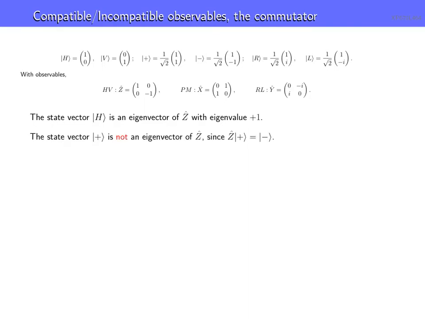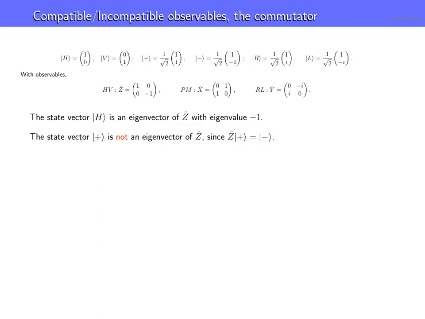Now, it should be clear that the plus, which is this case here, is not an eigenvector of Z, because again, if you map this onto this, you get 1 minus 1, and 1 minus 1 is the minus ket. So what the Z does is it changes the plus ket into the minus ket. So it's not an eigenvector, and the action of Z on it changes the state.